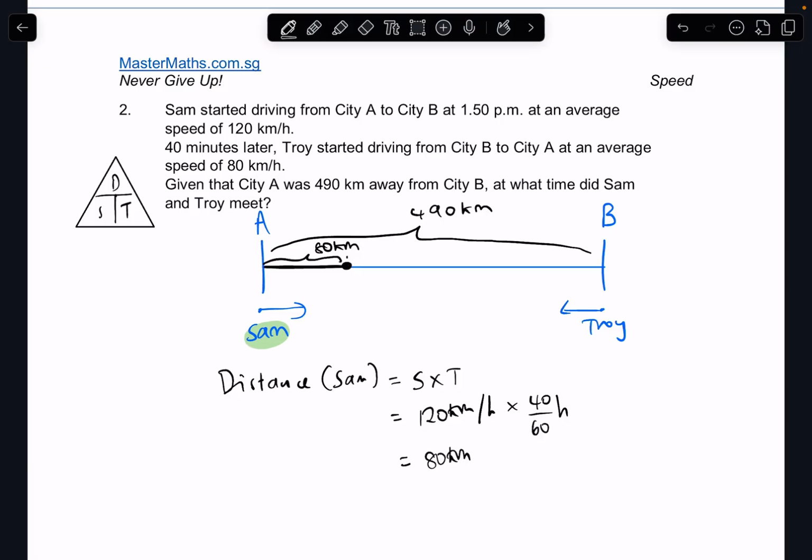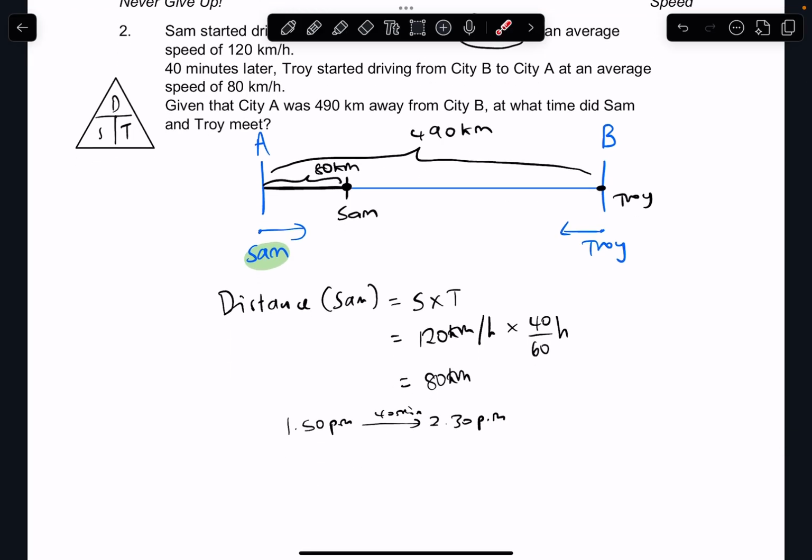So this is where Troy will start his journey too. When Sam is here, Troy will start his journey, because this is 40 minutes later. Now this is where Sam is right now, and this is where Troy is right now. 40 minutes after 1:50 p.m., let's see what's 40 minutes after that. Plus 10, plus 30, that will be 2:30 p.m.